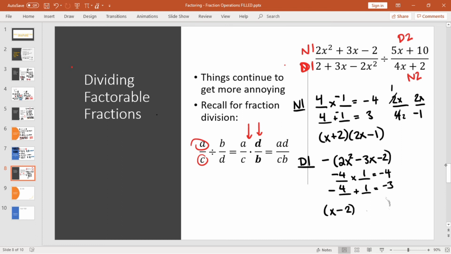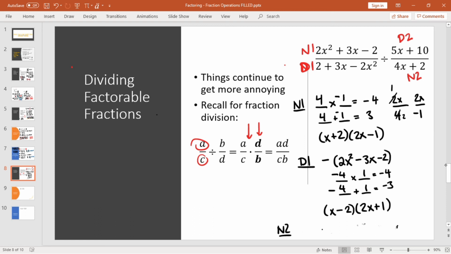Take as long as you need on these. Okay, the thing that's going to become n2 is 4x plus 2. Remember that. So we're going to take out 2 there, and we're going to be left with 2x plus 1. And the thing that'll become d2 when we flip will be 5x plus 10, and I can take out a 5 there and have x plus 2.